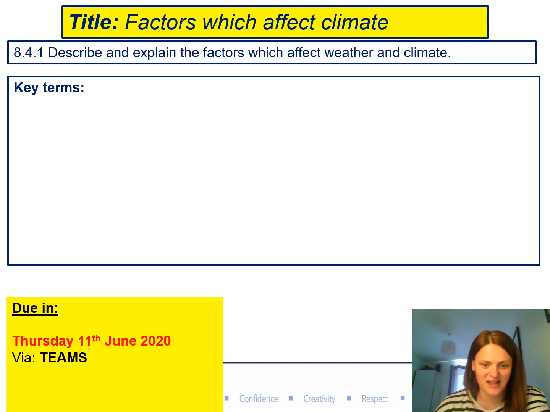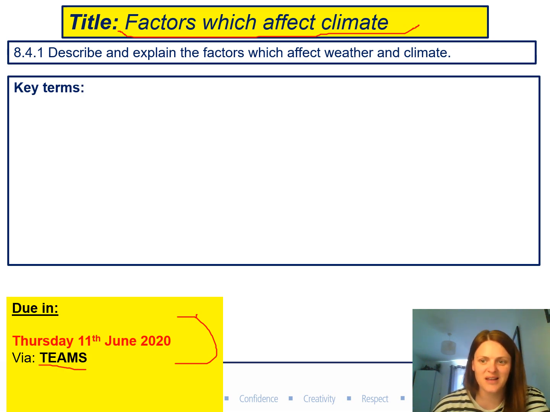Today's lesson, as you can see here, is all about the factors which affect our climate. So we're going to write that down, as we always have done, as our title, and we're going to look down here and see that this work is due in on the 11th of June. Please hand it in via Teams as it's easier, or you can email your teacher.